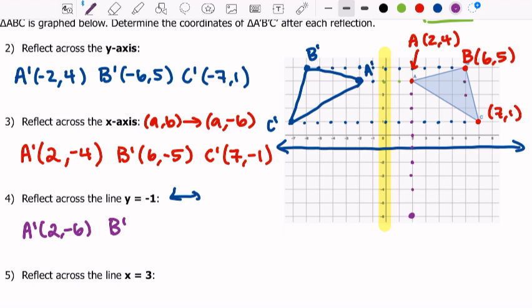So it's 1, 2, 3, 4, 5, 6 away. So 1, 2, 3, 4, 5. Oop, we're going to be off the graph a little, but we'll be down there. It looks like we're going to be at 6, and that would be at -7. And then C prime is 1, 2 away. Here's C prime. And C prime is at 7, -3.